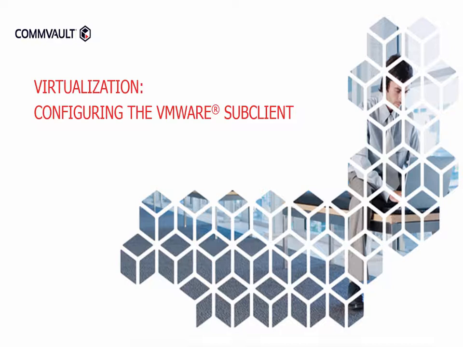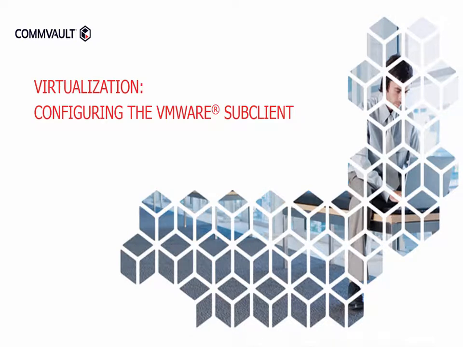This short video will explain how to configure a VMware subclient within the CommCell console. After installing the virtual server agent on a computer that will serve as a proxy for backups and restores, you must create a pseudo client within the GUI and then configure one or more subclients. This Learning Byte will explain how this is done.